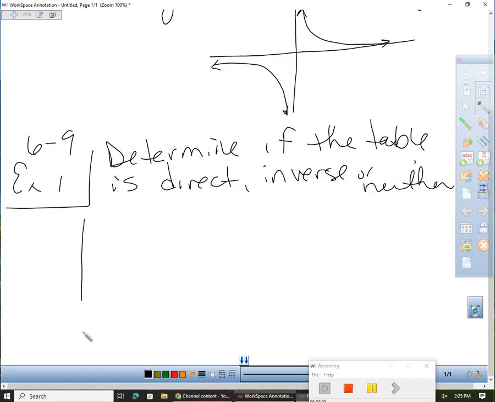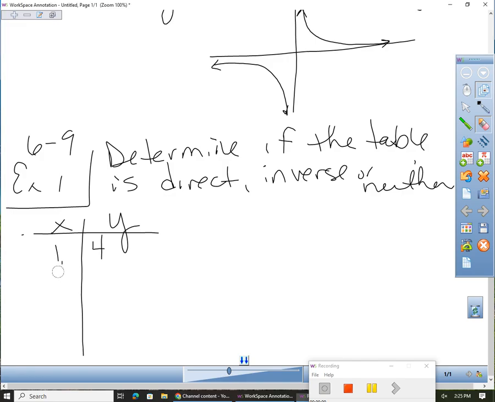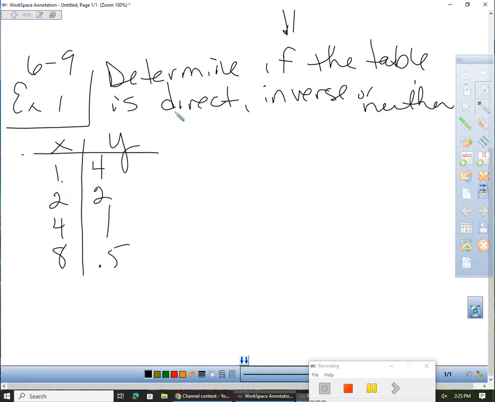All right, and let's say I have a table. It looks like this. I have my x, I have my y. I have 1, 4, excuse me, not 4. How about 2, 2? How about 4, 1? And how about 8 and 0.5? If it was a direct variation, I would take y and divide by x. So I'm going to write that right here, y divided by x. So 4 divided by 1, is that the same as 2 divided by 2? No. It's definitely not a direct variation.